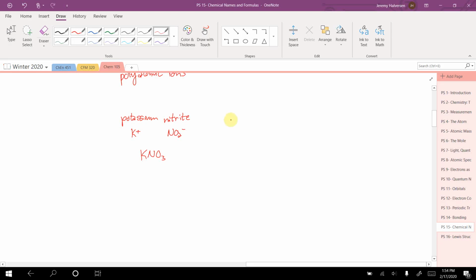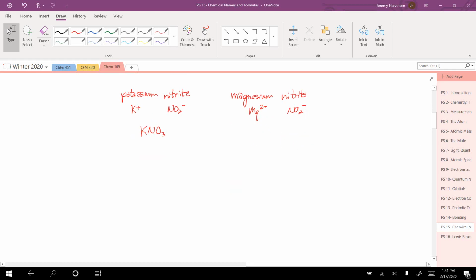But what if I had magnesium nitrite? Magnesium is Mg2 plus. I've got an NO2 minus, which means I need 2 nitrites to balance 1 magnesium. And so it would be Mg, and then in parentheses, NO3, and I need 2 of them. Okay? So that's how we would deal with polyatomic ions.